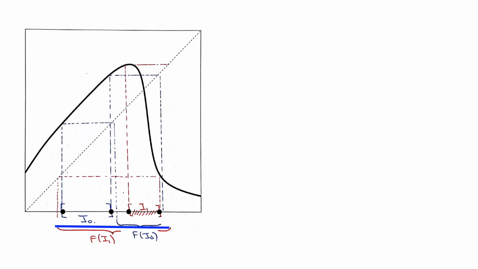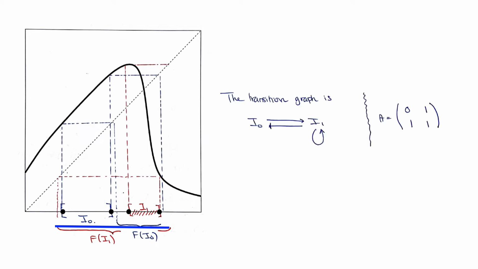So the covering relationships are summarized either with a graph, with arrows indicating F covers, here I0 F covers I1, I1 F covers itself, and I0. Or we can summarize this with a transition matrix A.